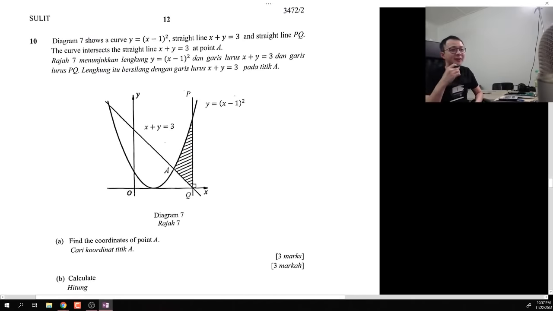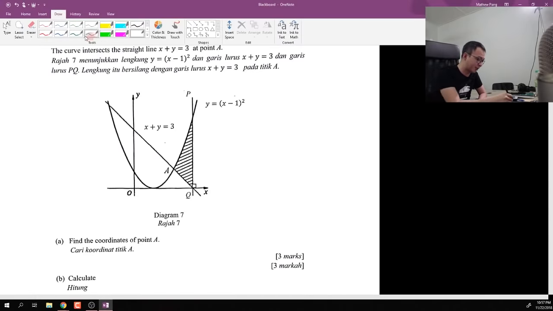Okay, integration. Alright, so you have a curve and you have a straight line as given here. Nothing very important here. Intersection point is A. Find the coordinate of A. A is just the intersection between the curve and the straight line. Just do the simultaneous, sub into each other.